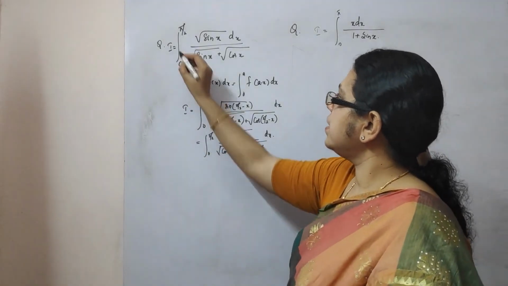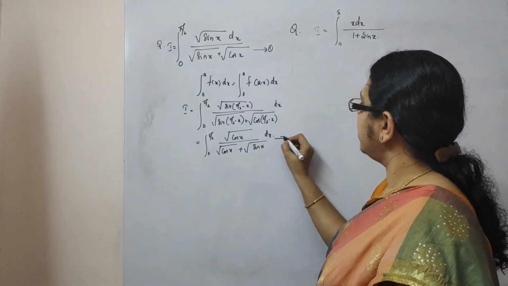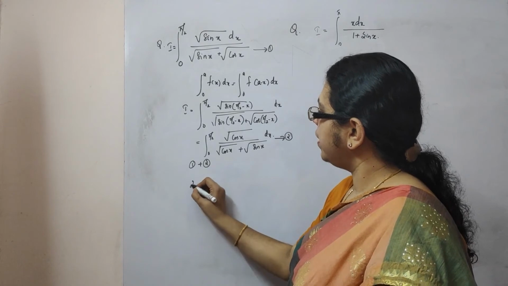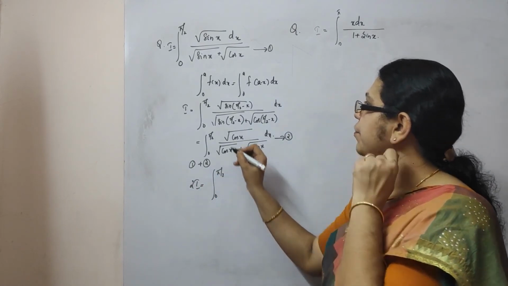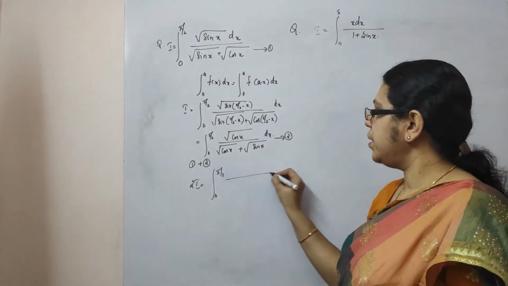Now I have this as I and this as I. Now I take this equation as 1 and this equation as 2. 1 plus 2, what do I get? 2I is equal to integral 0 to pi by 2. Now if you look, both the equations have the same denominators, so can I club the numerators?